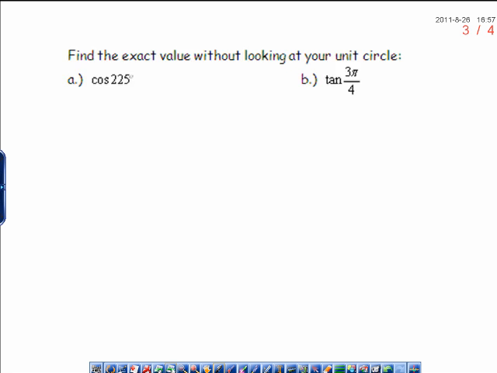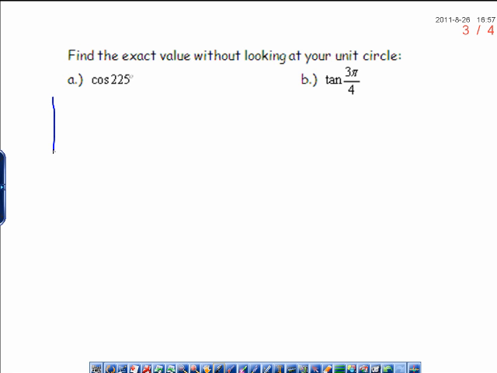First of all, let's make sure we're reading the directions. It says find the exact value without looking at your unit circle. This is implying that your unit circle may help you with finding reference angles, and if you want to use it to help check your work, that's fine, but you should be able to do it without. So let's go based off of the charts that we know. First off, we have to figure out what quadrant we're in. This is why we started with that.